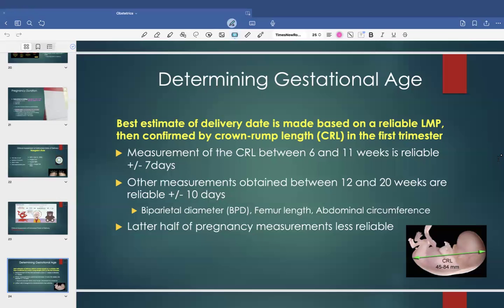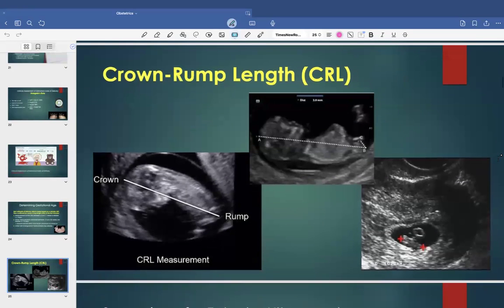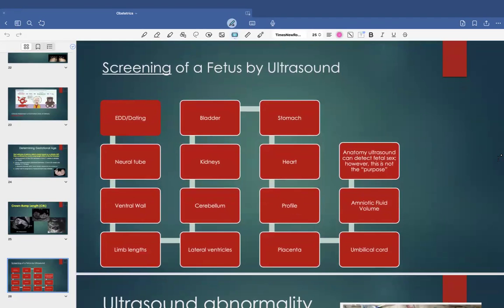The ultrasound, in addition to gestational age, can check for defects. So we can use it, like we said, for dating. We can look for neural tube defects. We can check the ventral wall. We can look at limb lengths. We can look at profile, heart, stomach, placenta, umbilical cord, amniotic fluid volume. It can show us a lot of different things. It can detect fetal sex, which is what most people think about when they get an ultrasound, but that is not necessarily the purpose.